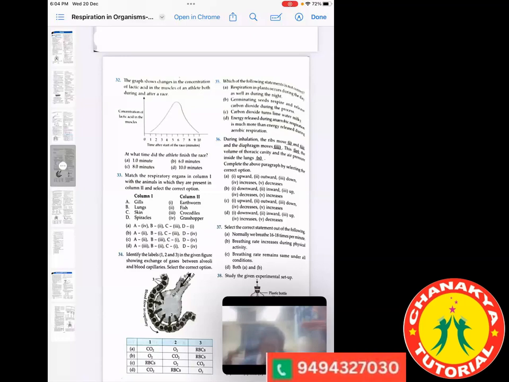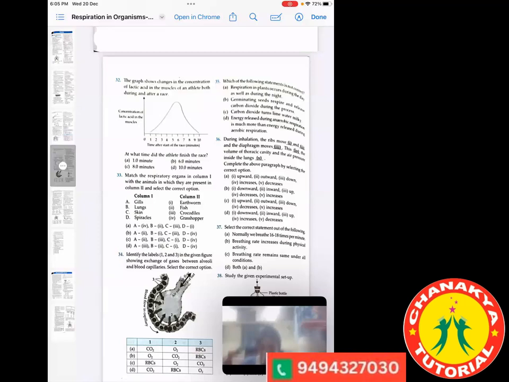B, germinating seeds respire and release carbon dioxide during the process. You might have seen the germination of seed process, right? During that time, they will be releasing the carbon dioxide gas, which is correct. Statement C, carbon dioxide turns lime water milky. Again, it is correct because when we release the carbon dioxide gas into the limewater, it starts turning milky, like the color of milk.